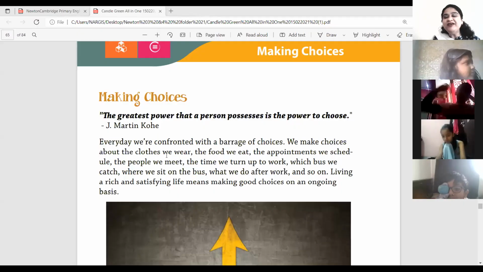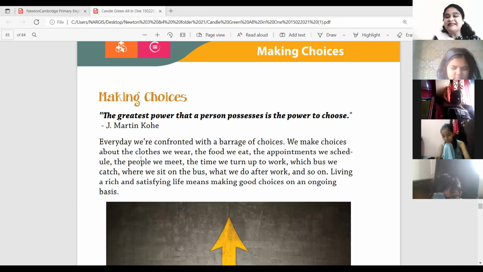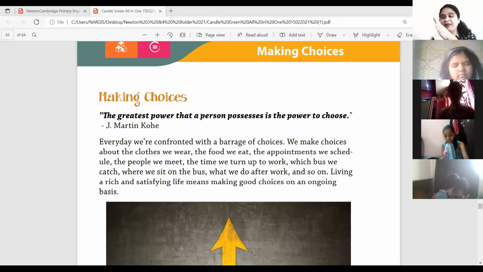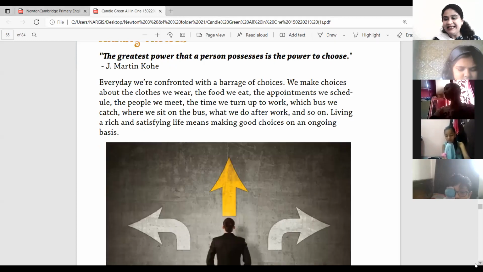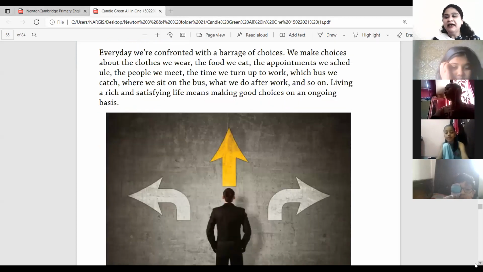Every day we are confronted with a barrage of choices. We make choices about the clothes we wear, the food we eat, the appointments we schedule, the people we meet, the time we turn up to work, which bus we catch, where we sit on the bus, what we do after work, and so on. Living a rich and satisfying life means making good choices on an ongoing basis. Yes or no? Yes.